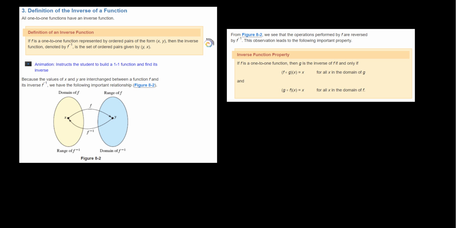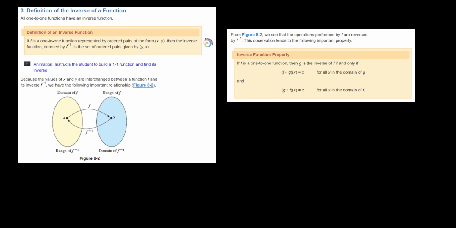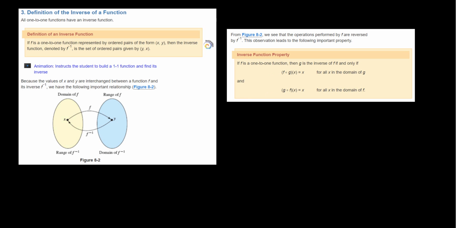Alrighty, so the definition of an inverse function. If f is a one-to-one function, represented by an ordered pair, then the inverse function, denoted f inverse, is the set of ordered pairs given by y, x. So again, it's just the exact opposite. If we have a one-to-one function x, y, the inverse function is y, x. And I mean that's the concept, guys. The inverse is exactly what you think it is. We inverse the function.